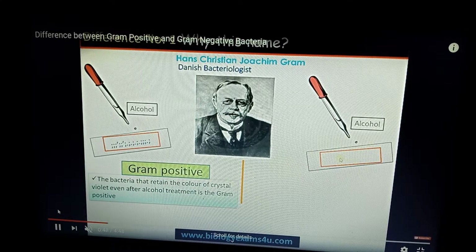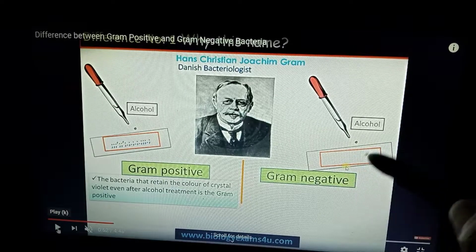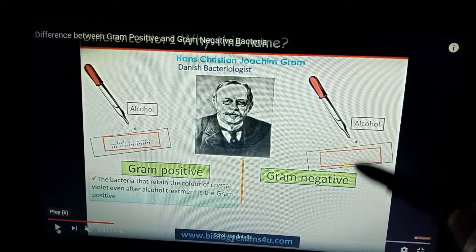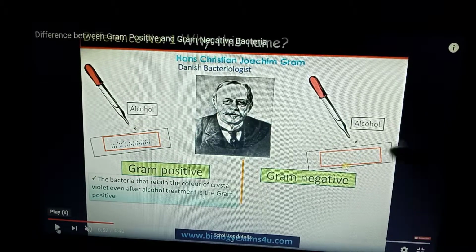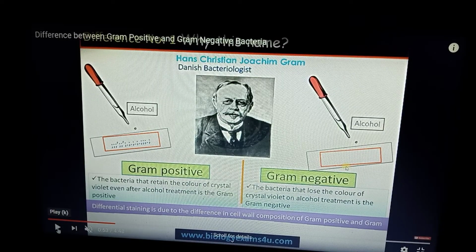So, what is again the difference? First difference: as you can see, in the case of gram-positive bacteria, it retains the color of crystal violet. While your gram-negative is a bacteria that loses the color of crystal violet on alcohol treatment. Again, differential staining is due to the difference in cell wall composition of gram-positive and your gram-negative.